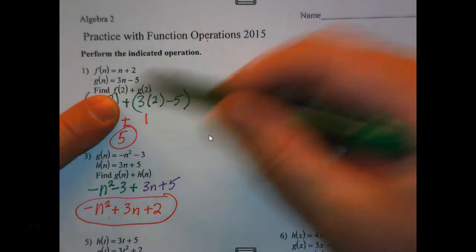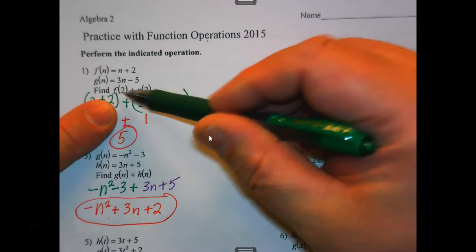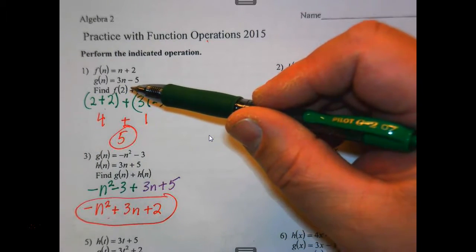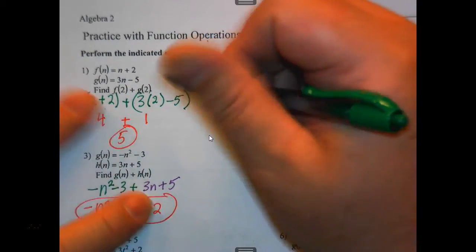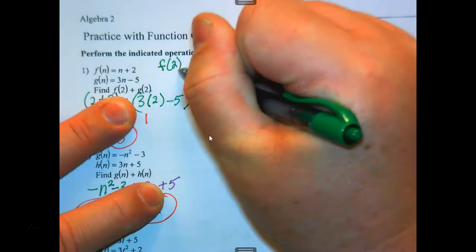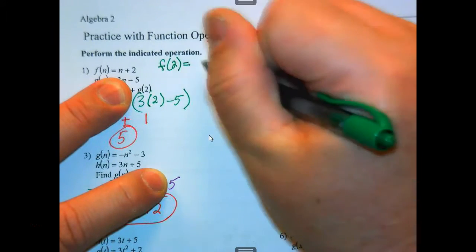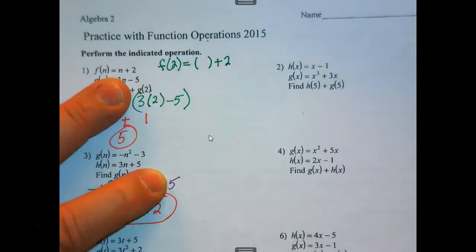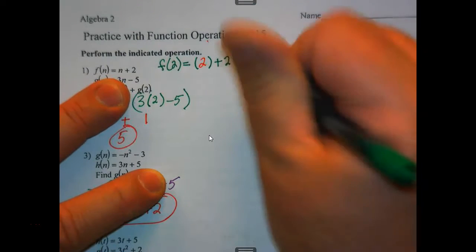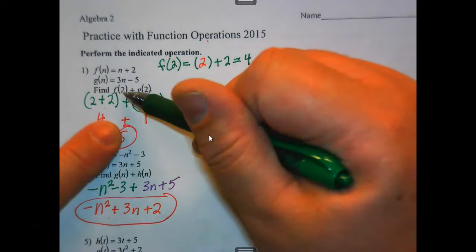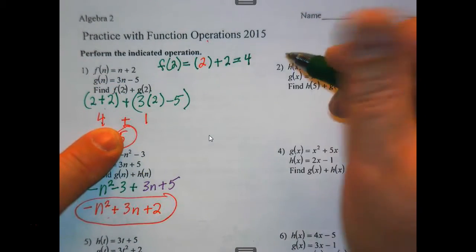The f of 2 and add to it the g of 2. Well, since they gave me a number for x, I have to evaluate them and then add them together. So the f of 2, I have to find the f of 2, is n plus 2. So I just substituted 2 for n. So the f of 2 is going to be 4. So I have 4 for the f of 2.